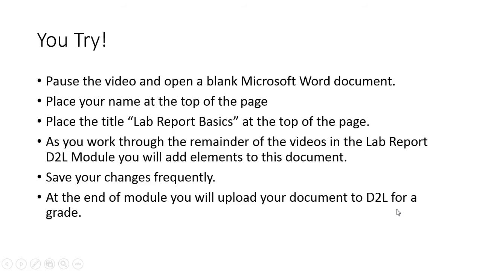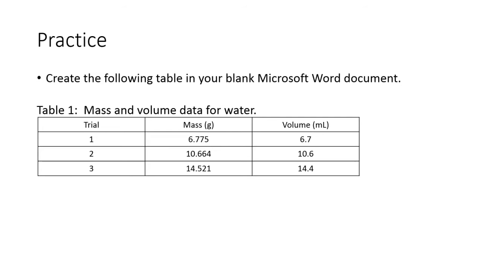Now it's your turn. Open a blank Microsoft Word document. Place your name at the top of the page. Underneath your name, place the title, Lab Report Basics. And as you work through the remainder of the videos in the Lab Report D2L module, you will add elements to this document. The first of those elements will be a table, which I'll show you on the next slide. Be sure to save your changes frequently. At the end of the module, you'll be given instructions on how to upload that document to D2L for a grade. Here is the table I want you to create.